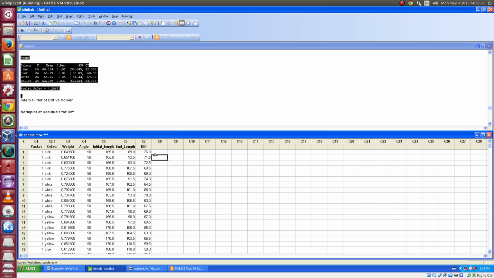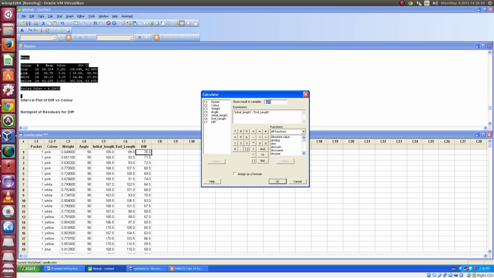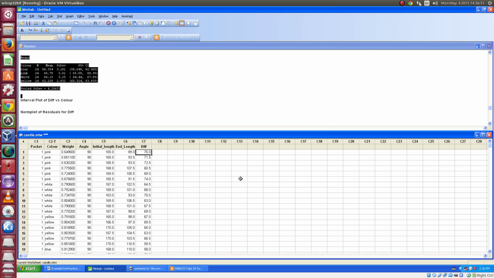Now if you want to know how to calculate that, in terms of naming it, you just double click on the cell and you can type whatever you want. So I'll just call it diff in this case, and to calculate this, as I said, it's the difference between these cells. You go to calculator, it says store the result in, and you'll just type in diff. It should come up in these options here, and then the expression, how we get that, is just equal to the initial length minus the end length. Okay, and it'll populate those cells.